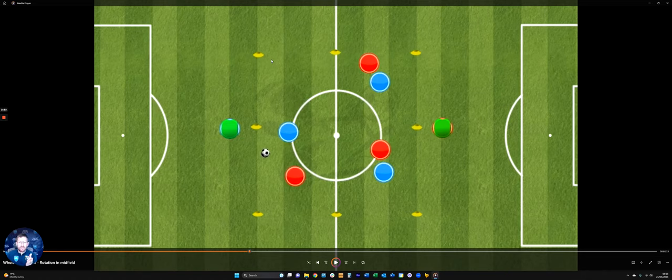This one just shows you the square that I've kept in the pitch. We're just going to use that with the 3v3 in it. Add in two target players, which are at the moment the goalkeepers that have come up. But this might be your centre back, or whatever player you want it to be.